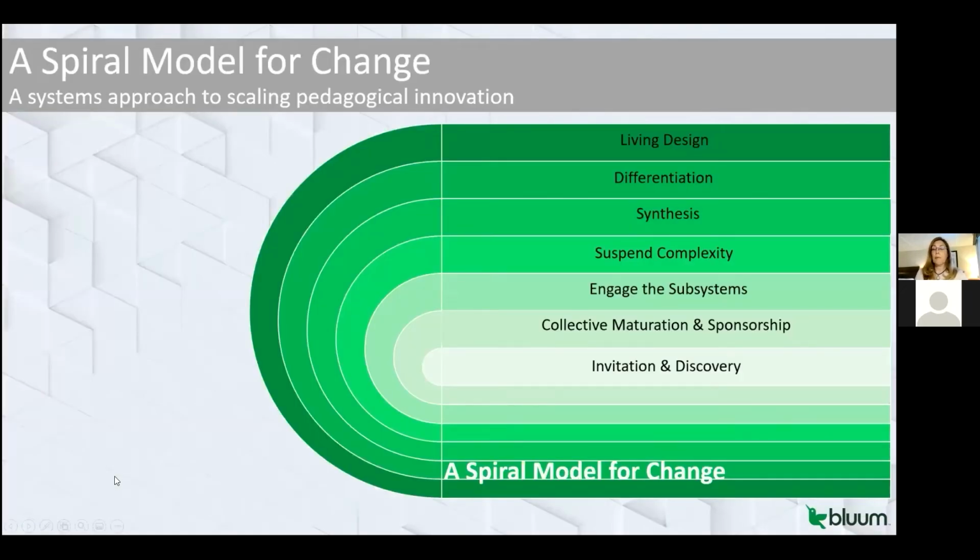So again, this is the spiral model for change. We'll be referring to this throughout this webinar series. We focused on invitation and discovery on March 2nd, and today we're going to be looking at collective maturation and sponsorship.